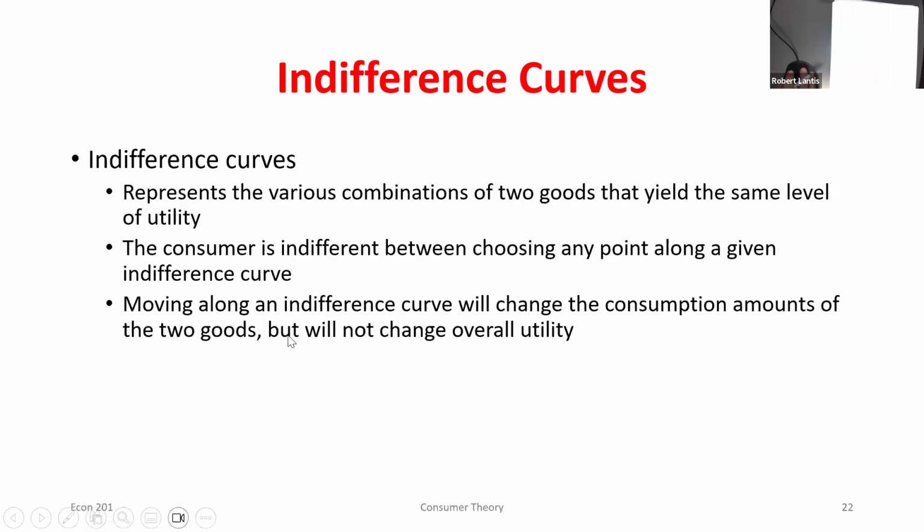We're not worried about how much they cost. We're just saying these are the different combinations of the two goods that would provide me with the same amount of total utility. Okay. So moving to different points on an indifference curve doesn't change total utility. It's just reflecting different combinations of the two goods that I have.